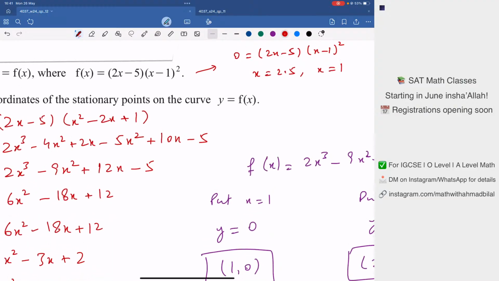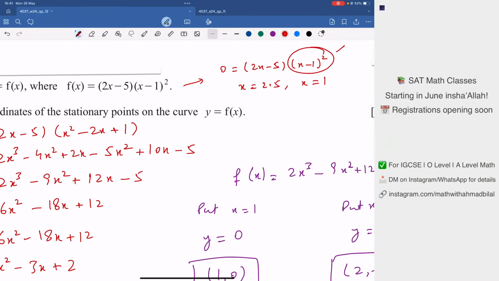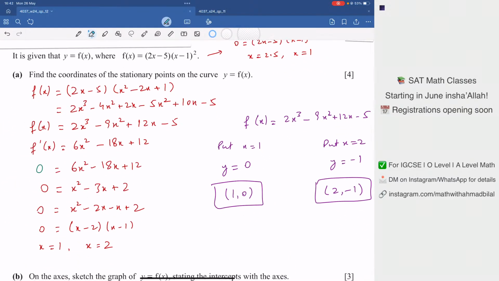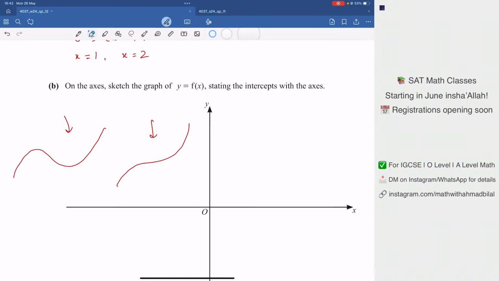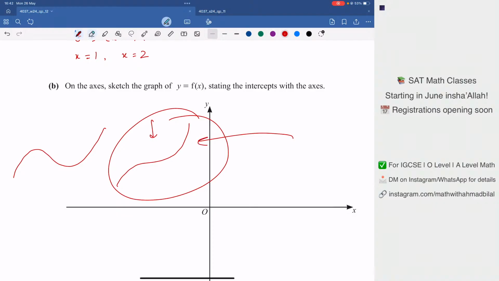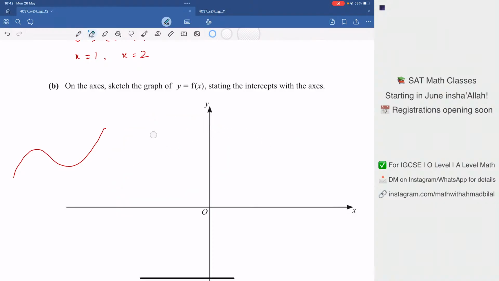Now we've got to be careful. (x minus 1) whole squared, this is a repeated root, right? So at this particular point, we have a repeated root. That means we would have a tangent at this point. Now let me explain what that means. First of all, we know it's going to be the shape on the left side, because the shape on the right can only have one x-intercept. It can't have multiple x-intercepts. If you have multiple x-intercepts, the only possibility is that it's this shape.